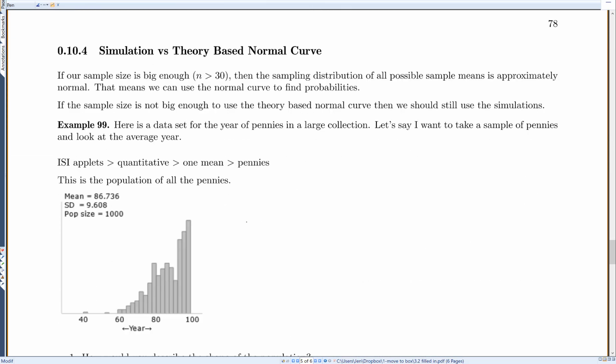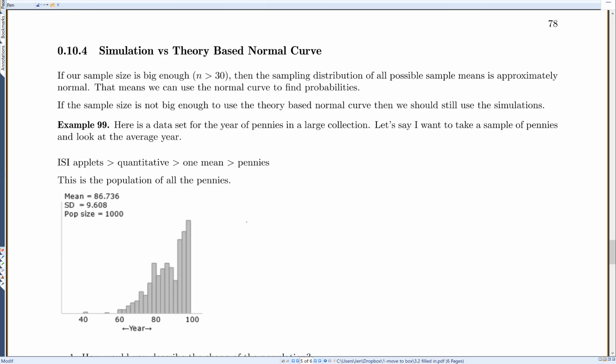Okay, so when can you use the simulation and when can you use the theory-based normal curve? So if our sample size is big enough, at least like 30, then the sampling distribution of all the possible sample means is approximately normal. That means we can use the normal curve to find probabilities. But if your sample size is not big enough to use the theory-based normal curve, you should still use simulations.